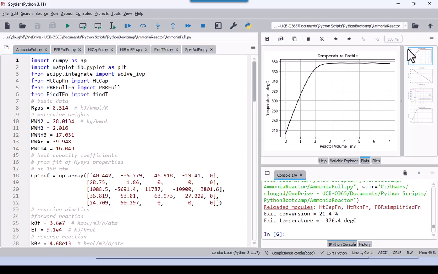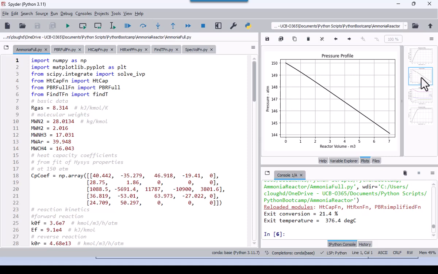If we look at our next plot, we see that our pressure profile in atmospheres starts at 150 and goes down to 144. So the pressure through the reactor drops about 6 atmospheres on 150. That gives you an idea: a 10% drop would be 15. So this is less than a 5% drop in pressure, but it is measurable.